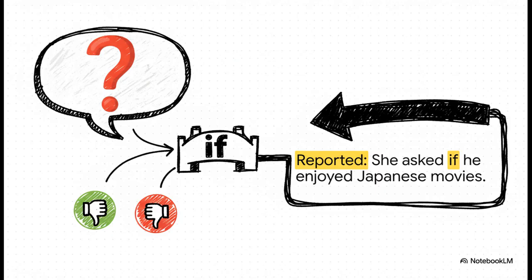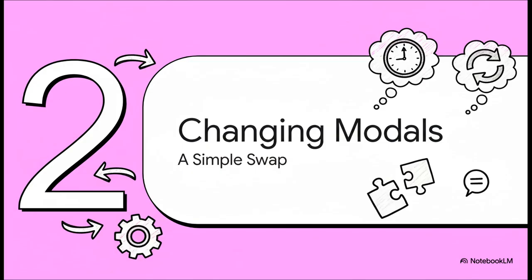Okay, but what about yes-no questions? There's no what or where to grab onto. Well, in these cases, the little word if comes to the rescue. So the question, does he enjoy, becomes she asked if he enjoyed. And look, there's that same tense shift again. The simple present enjoy steps back to the simple past enjoyed. Easy peasy. Awesome. So you're getting the whole tense shift thing.